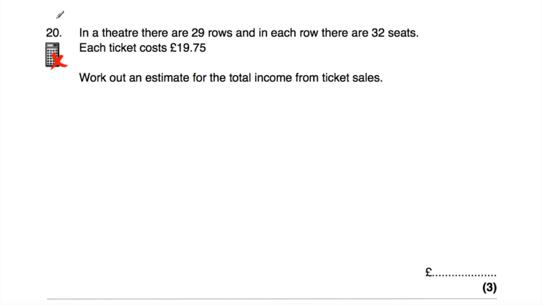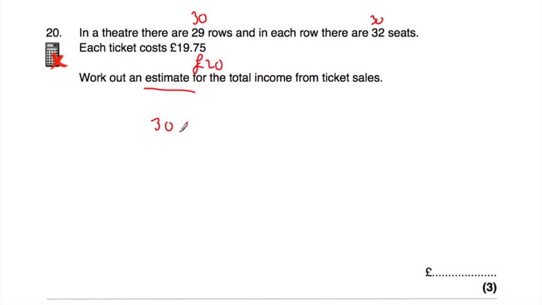Okay, so let's have a look at our next question, question number 20. So question number 20 says, in a theatre there's 29 rows and in each row there's 32 seats and each ticket costs £19.75p. And we've been asked to work out an estimate for the total income from ticket sales. Okay, so it's an estimate, so let's round these figures. So instead of 29 times 32 to work out the number of seats, we're going to do 30, just rounding it, times 30, and that'll be a good estimate. And instead of using £19.75, we'll use £20. So that's going to be the figures that we'll use for our estimate.